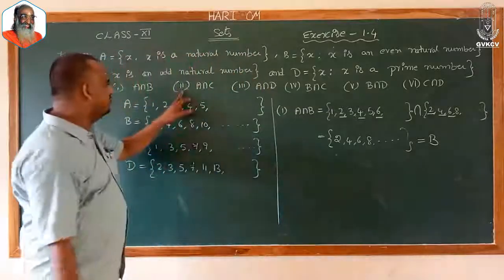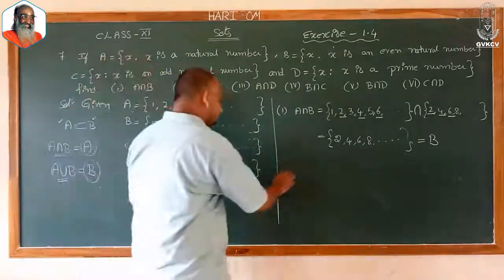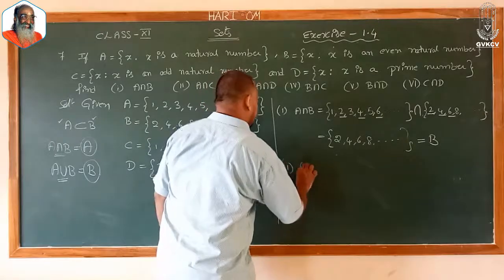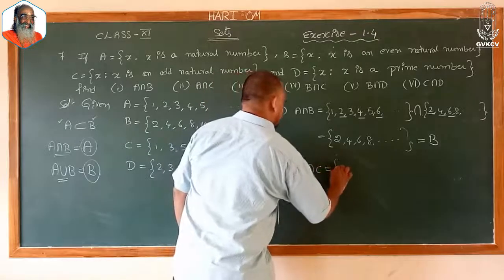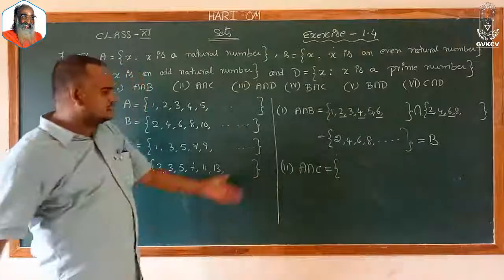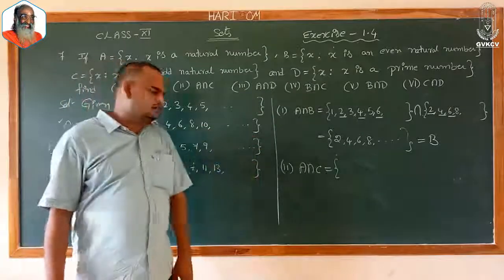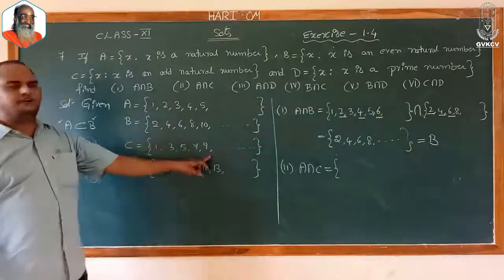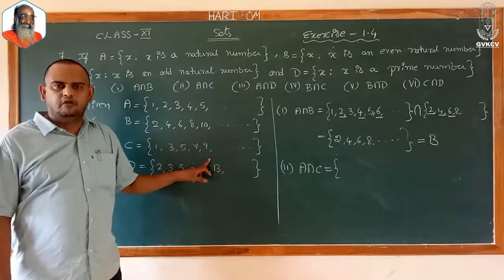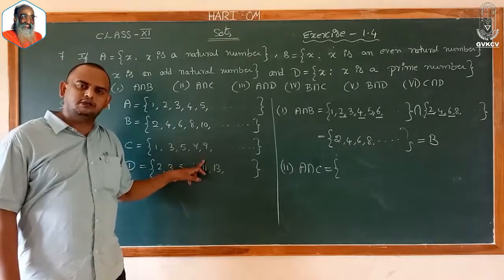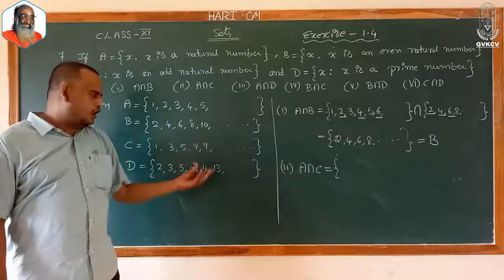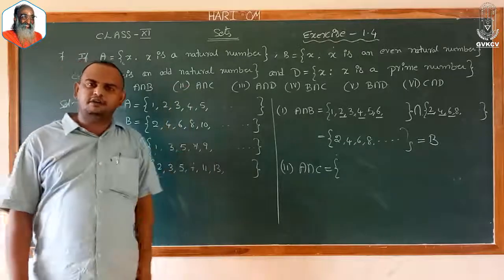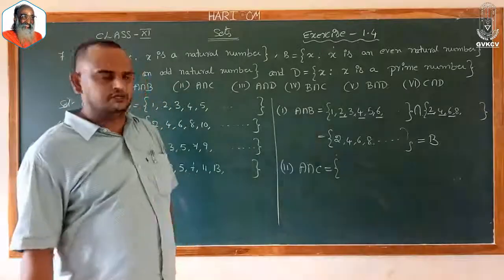Now similarly, when we go for the second problem, we have A intersection C. It is also just like the first problem. C, what is C? Set of all odd numbers. From where are we getting these odd numbers? From the natural numbers. All odd numbers are nothing but part of the natural numbers.